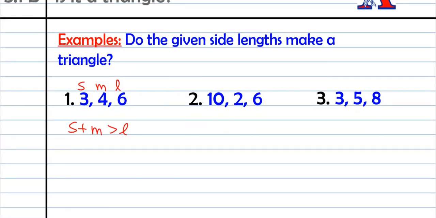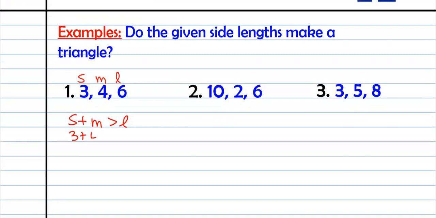Okay, now check it. Is 3 plus 4 bigger than 6? 3 plus 4 is 7. 7 is bigger than 6. So yes, that does create a triangle.